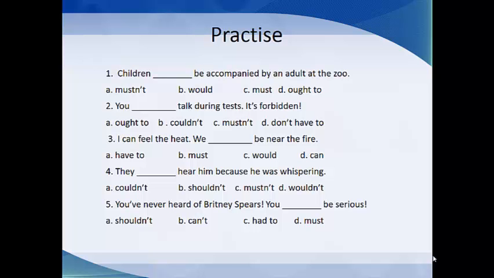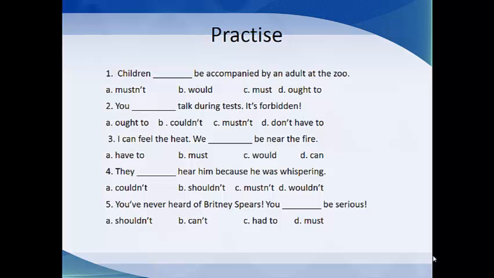Number 4. They, blank, hear him because he was whispering. Couldn't, shouldn't, mustn't, wouldn't. The answer is couldn't. They couldn't hear him because he was whispering.